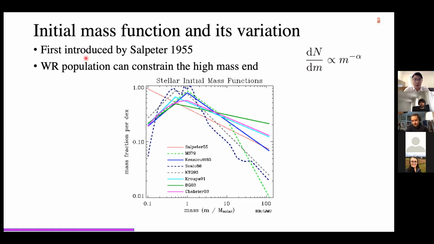And the initial mass function is also very fundamental in stellar population synthesis. So this is quite a fundamental building block of our techniques and also of our understanding of galaxy evolution.